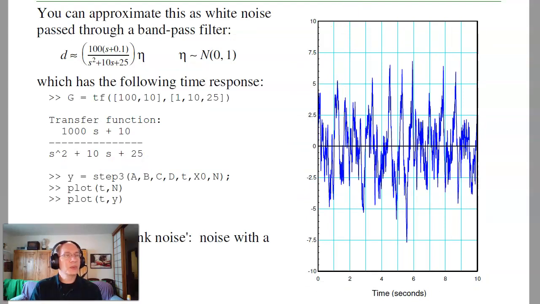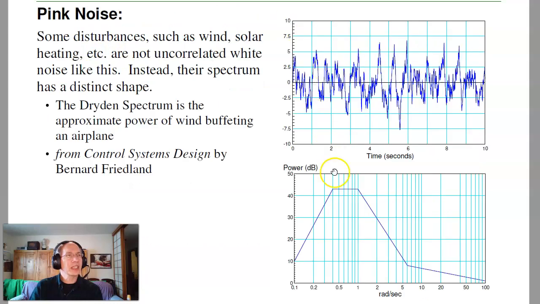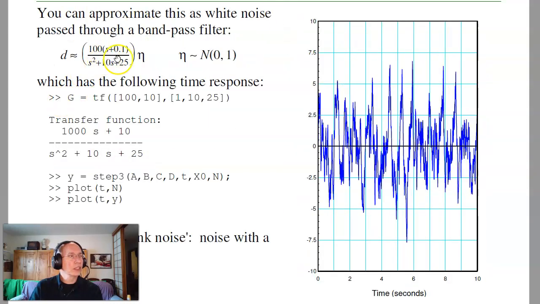So what that means is that the wind takes your white noise and runs it through a low-pass filter. And that filter has this gain versus frequency. So for a Dryden spectrum, this is roughly the connection between the disturbance due to wind and white noise. It's a 2-pole low-pass filter, 2 poles at -5, 0 at -0.1, and a gain.